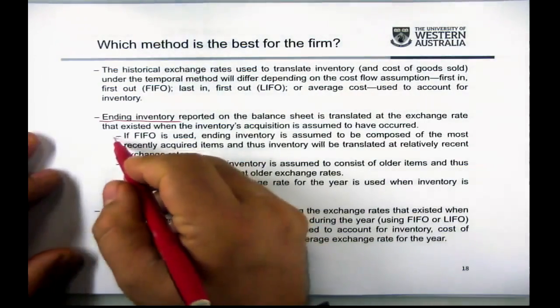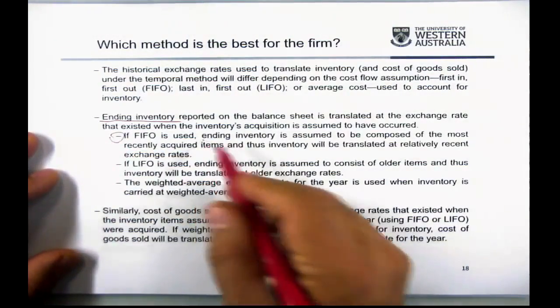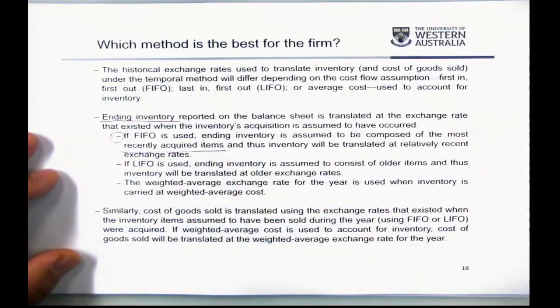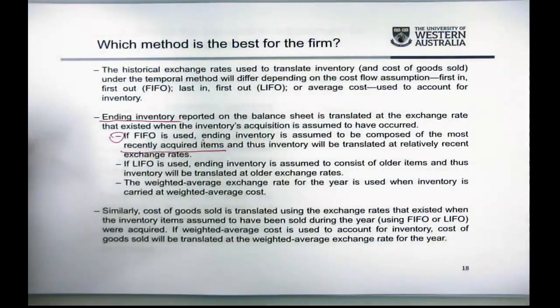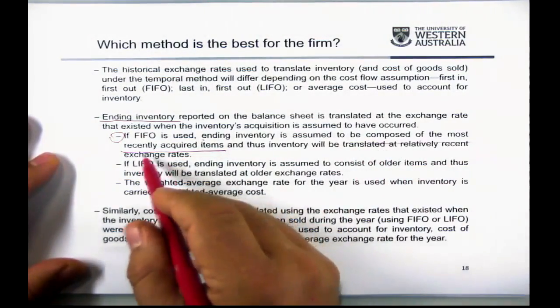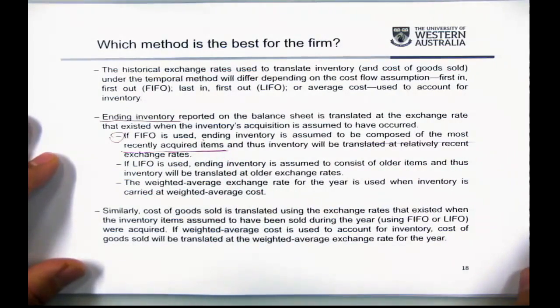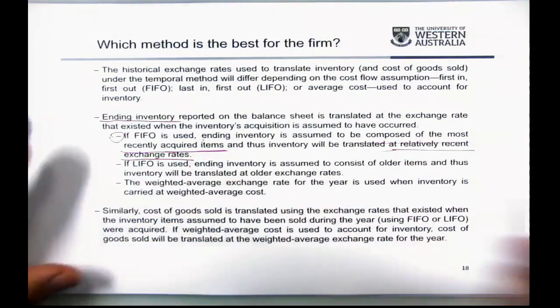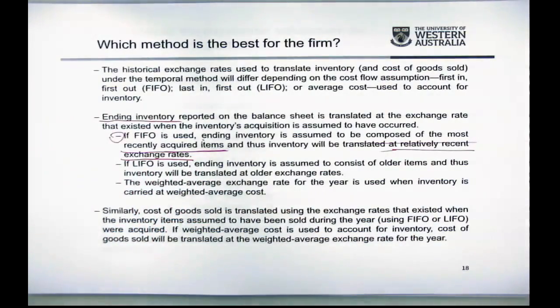Now, if FIFO is used, in this case, ending inventory is assumed to be composed of the most recently acquired items, because first in, first out. So the remaining items in the warehouses, the inventory, belong to those that were most recently acquired. Make sense? And in this case, we should use a relatively recent exchange rate close to the date on which these items were bought. Make sense?